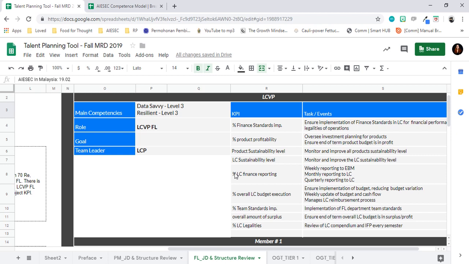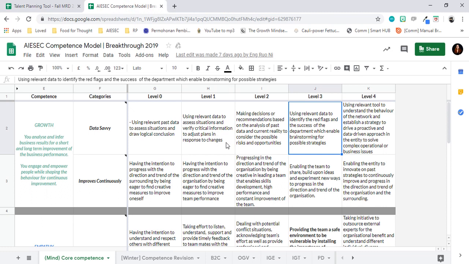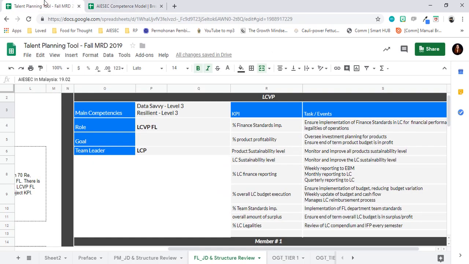In terms of the main competencies, to be able to achieve these things, you would need a main competency of being data savvy, level 3. For data savvy, how we define it is that your core competence is that you use data to identify the red flags and the success of the department, and you can brainstorm possible strategies. At a VP level, and especially being a VP of a strategic department, being data savvy is super important, because only when you take the data that you have in the context that you have and draw useful inferences, can you define a very clear way forward to support your products. So I think this is super important as a VPFL, right?